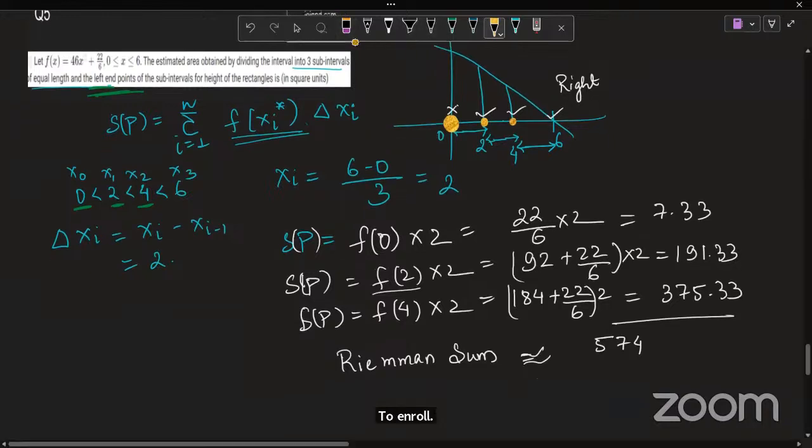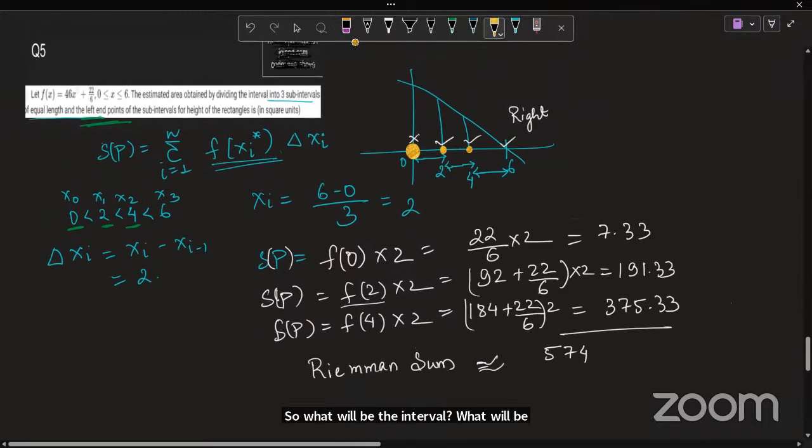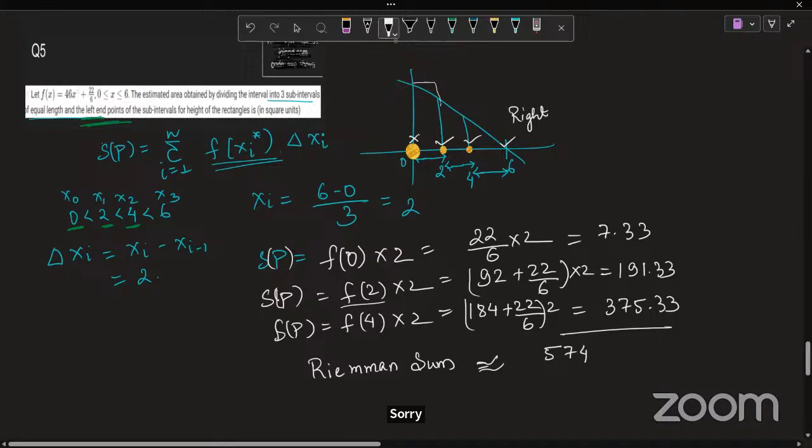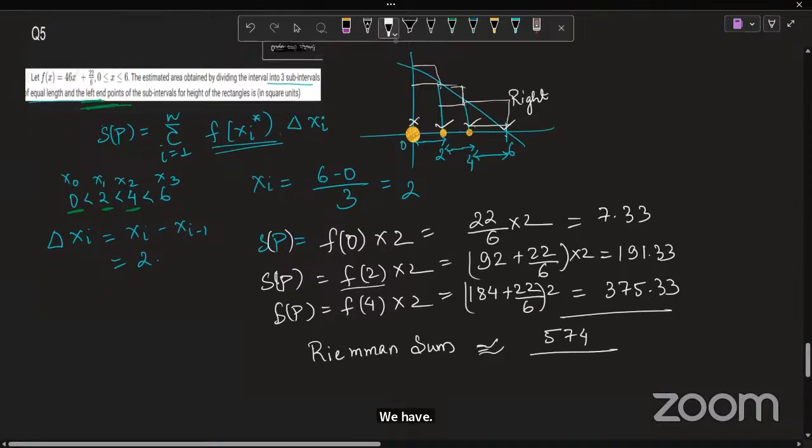Sorry, what will be the integration of this? So we are calculating area. If you have watched the lecture, we are calculating the area of this, right? This will be the area. This is left and this one will be the right. So we are calculating the area. So this will be the left Riemann sum.